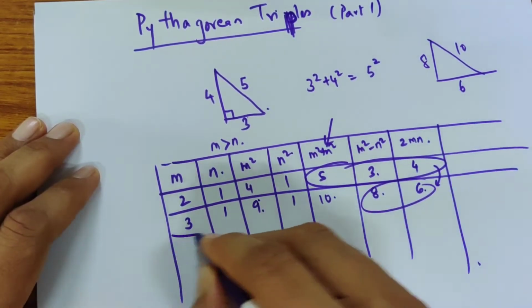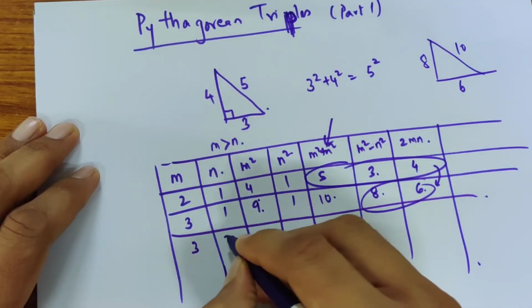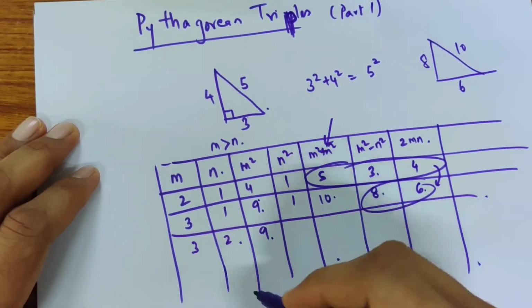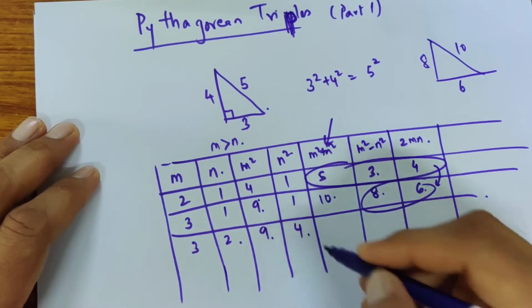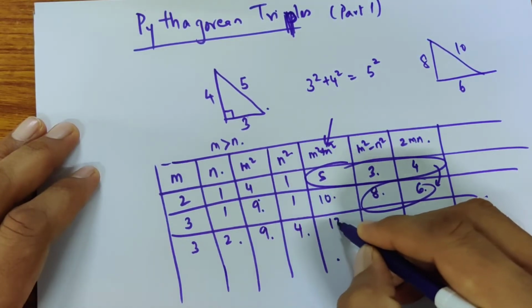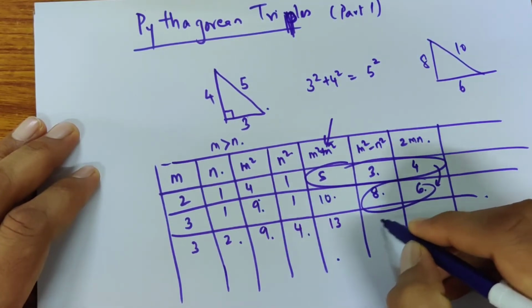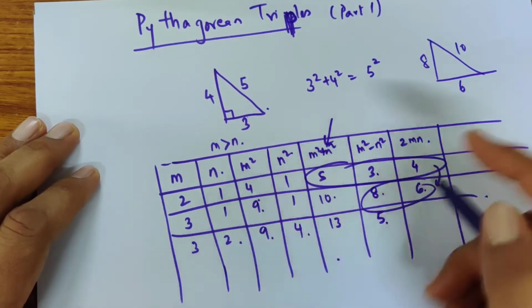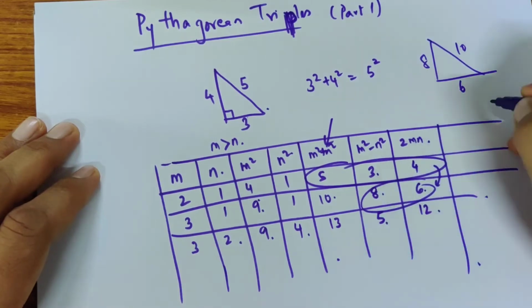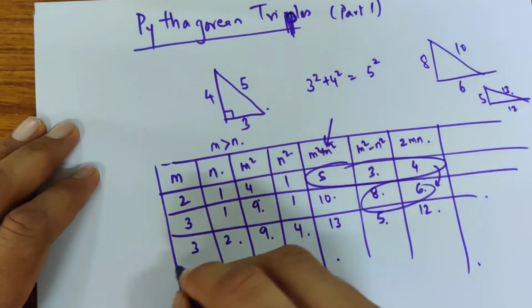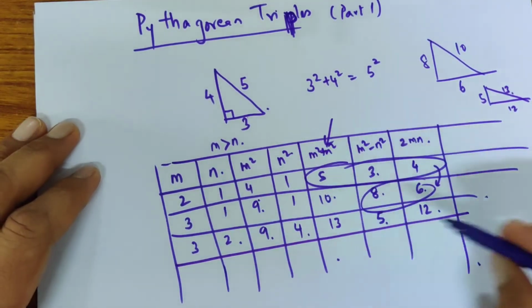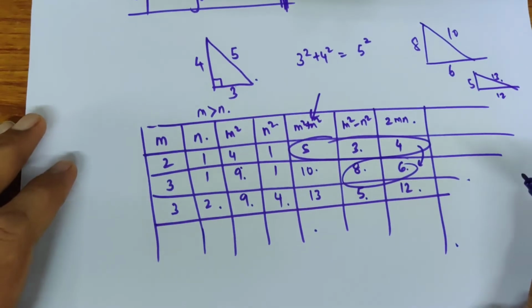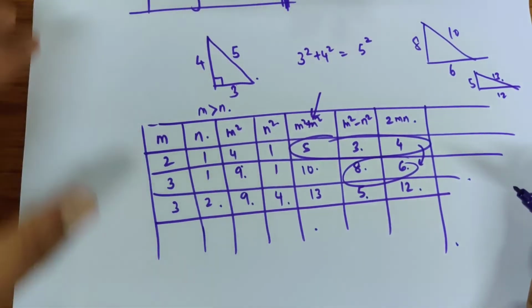Yeah. Okay, so let's take 3, 2. 3 square is 9, n square is 4. If you add the 2, you get 13. If you subtract the 2, you get 5. And if you do 2 times 3, that's 6, times 2, 12. So this is a Pythagorean triple, which is 12, 5 and 13. So like this, the exercise can be how many unique Pythagorean triples can you identify.